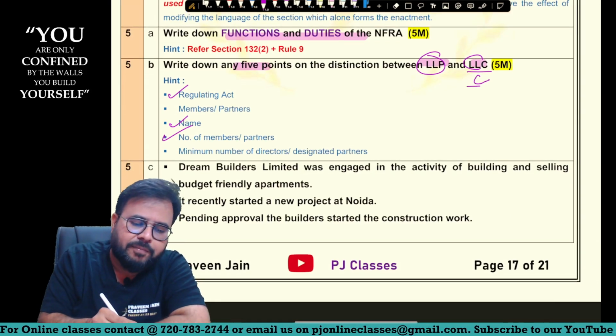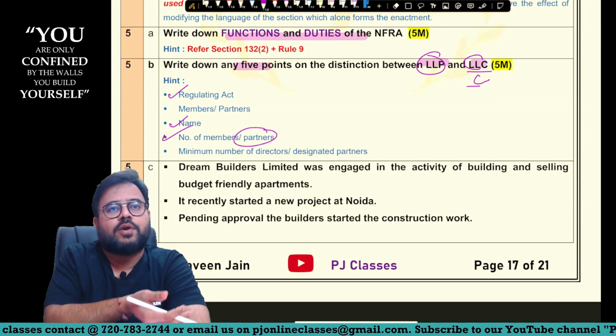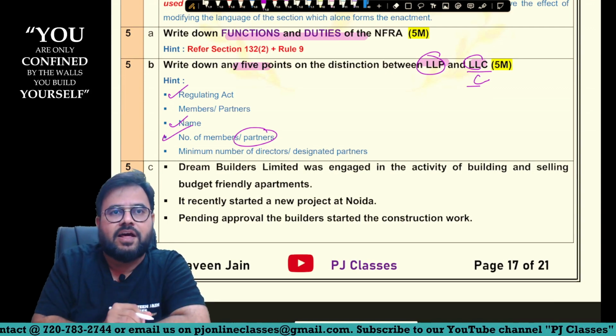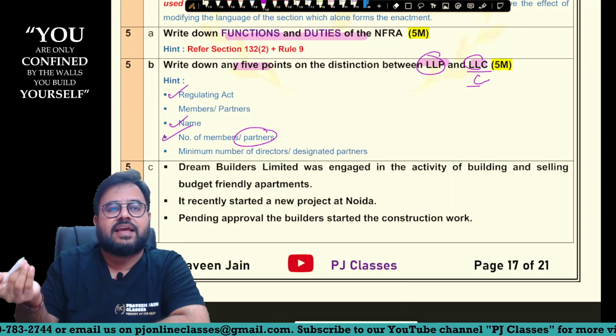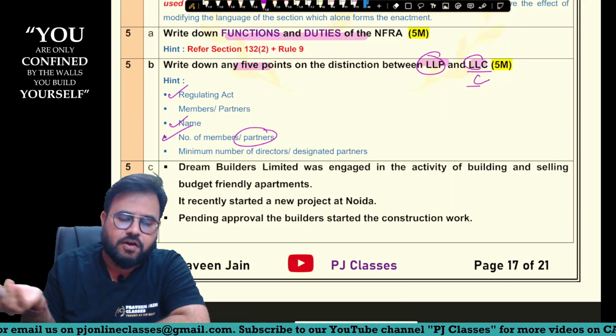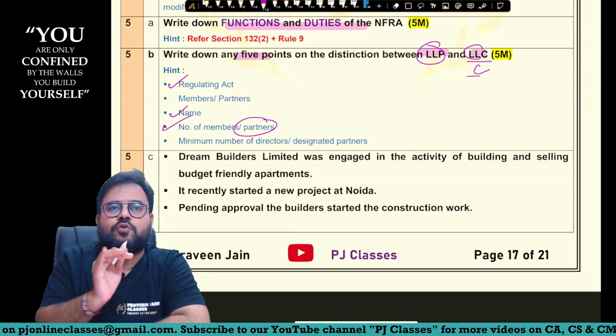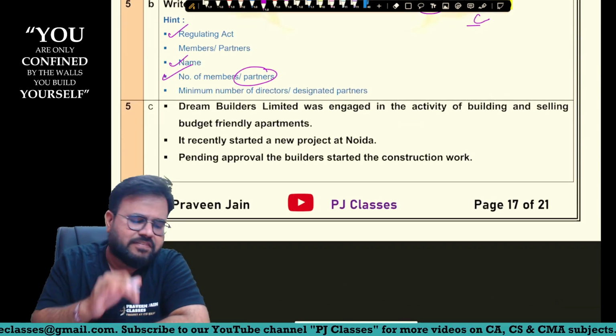And the number of members or partners: in LLP, the minimum partners required are 2, maximum could be infinite, sir. Here, in a private company and a public company, the criteria for members will be different, sir. So like this you can easily write, sir. Very, very easy question this was, sir.